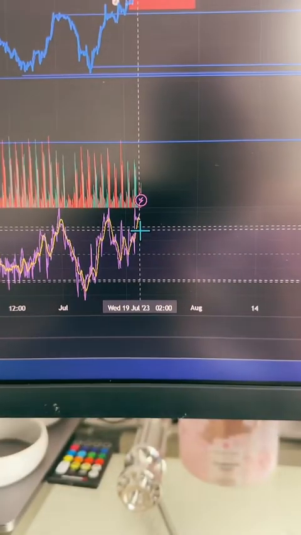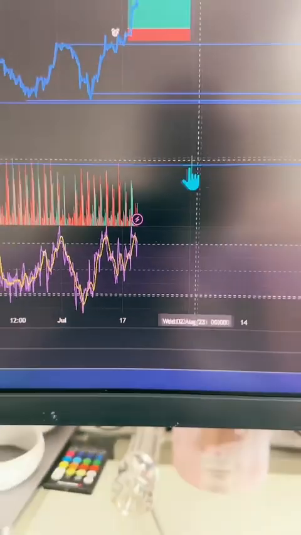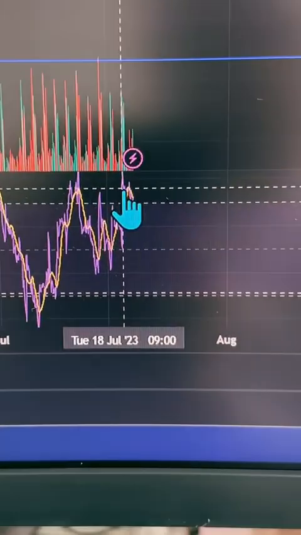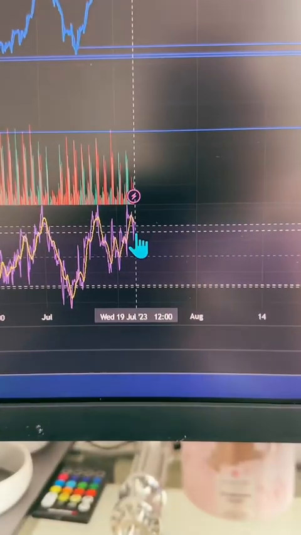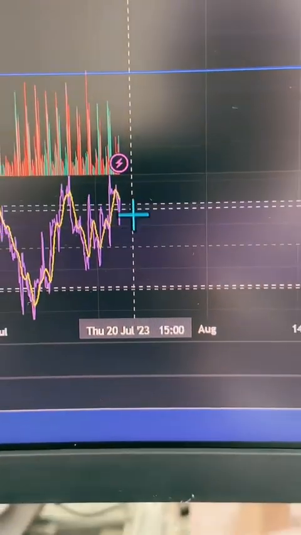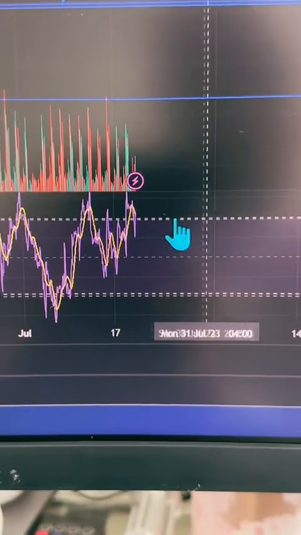The RSI is overbought. So my bias today is probably going to be a short because it went all the way up. This is the 1 hour chart. Went all the way up, okay? Came back down, and now it's going back up, but then it's getting weak. So anytime the RSI is here, I'm always looking for shorts.